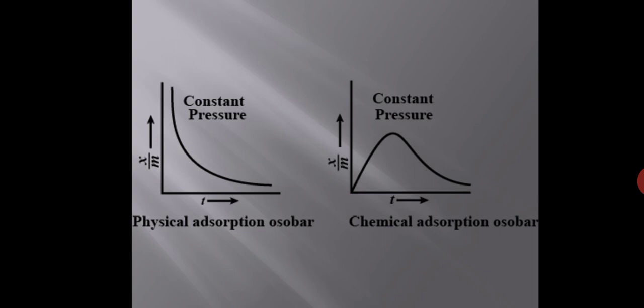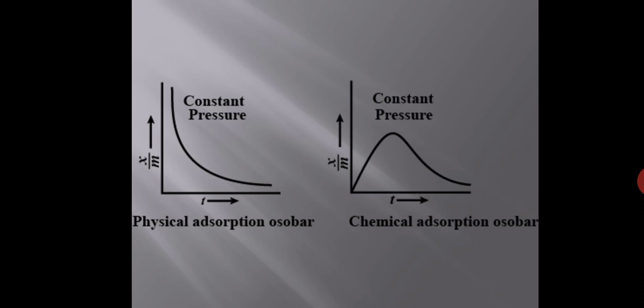So physical and chemical adsorption isobars, which are known as physisorption and chemisorption. These two graphs represent physisorption and chemisorption. What you find is that when the graph is drawn against temperature, in both graphs pressure remains constant. It is drawn against temperature because it is an isobar, remember it. In case of physisorption, the x by m value decreases when temperature is increasing. Just now I have told you why, because the reaction is exothermic.